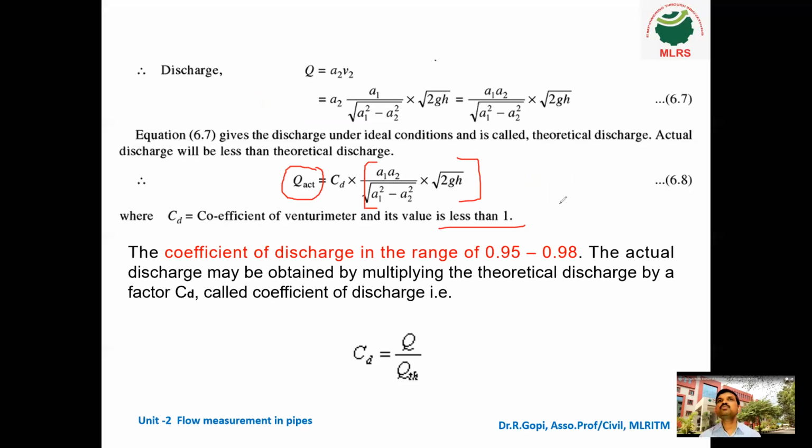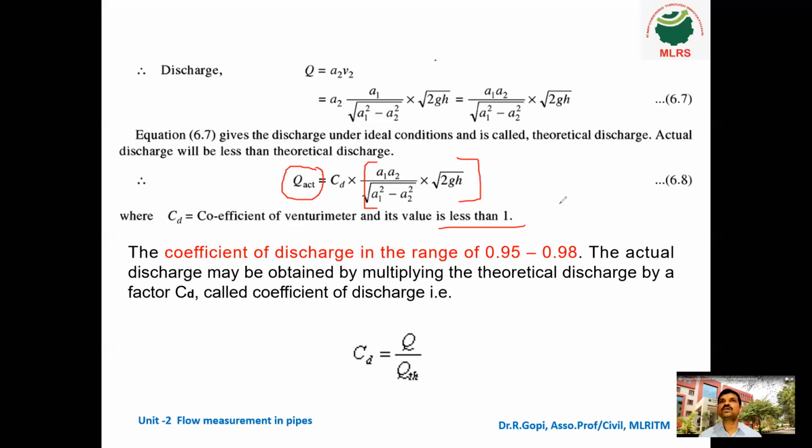Suppose water is flowing in the pipe. Actually you calculate the discharge. Collect the water at the outlet pipe for a particular time. How much velocity is flowing? That velocity into the area of the pipe is nothing but the actual discharge. Q is equal to area into velocity. That is called actual discharge. We can easily calculate that.